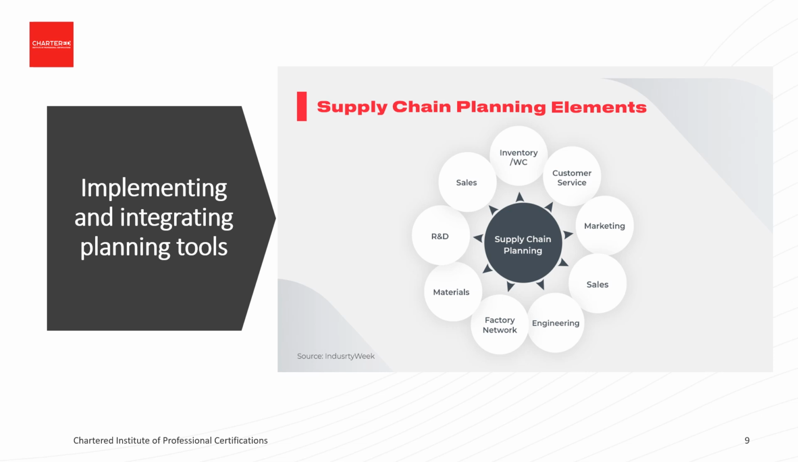Supply chain planning is a complex process that involves coordinating various elements to ensure that the company can meet customer demand efficiently and effectively. Now, each element, sales, customer service, engineering, procurement, R&D, they all play a crucial role in this process. By effectively managing these elements, companies can optimize their supply chain performance and achieve their business goals.